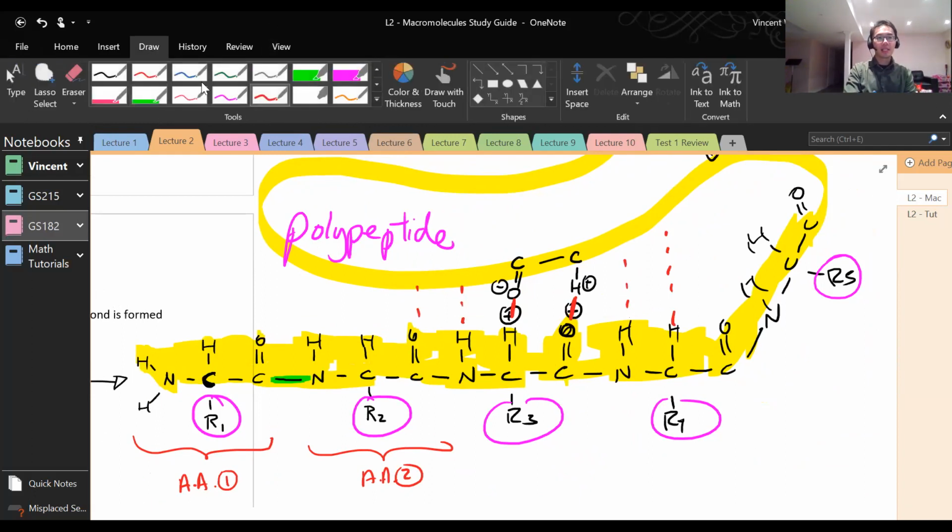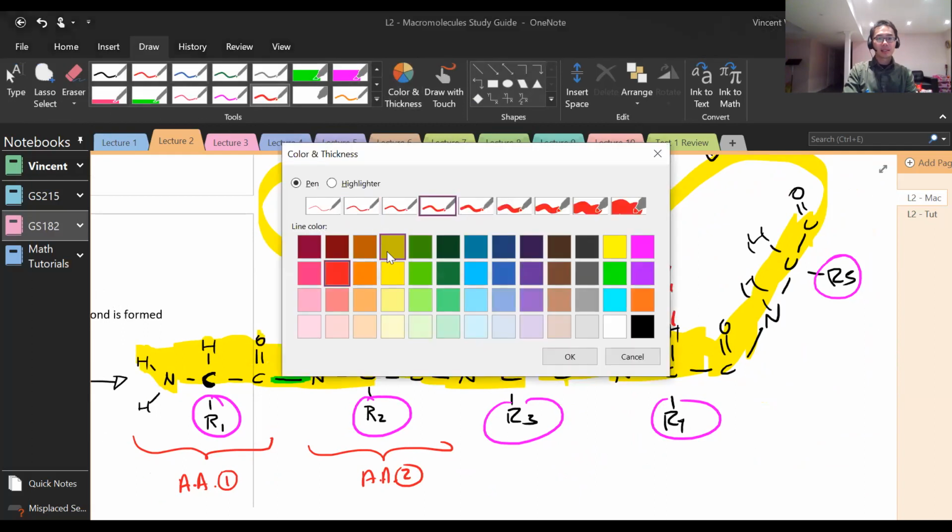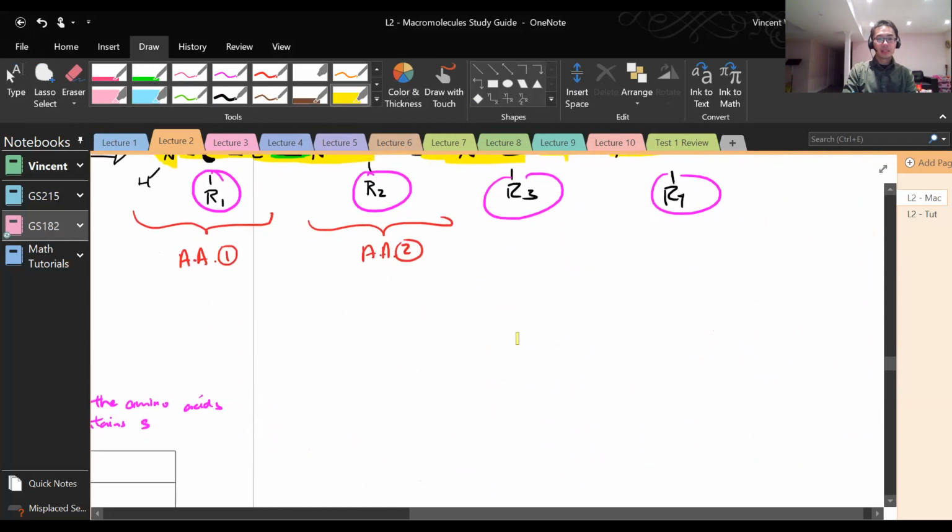Okay, so if you think about a helix, like this helical structure that I was talking about, what holds it together? It's basically all these hydrogen bonds that you get. Okay.